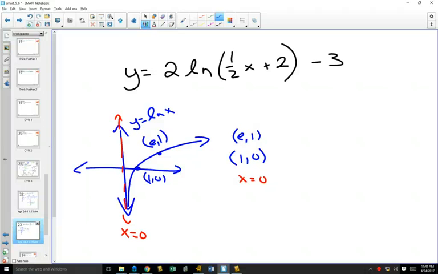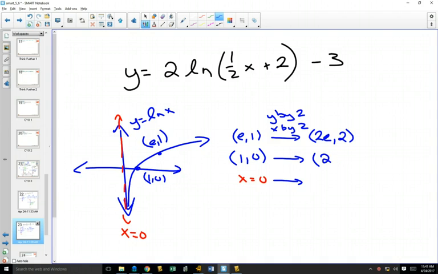Okay, so let's talk through transformations. Vertical and horizontal stretches. What am I going to have here? Y is going to get multiplied by 2. X is going to get multiplied by 2. So that's not bad. No fractions at least. So it'll be 2e. That's how you would write that. When you multiply e by 2, you get (2e, 2). And that doesn't look like an e yet. That's still bad. But we'll leave it. (2, 0). And we're not going to worry about our asymptotes quite yet.